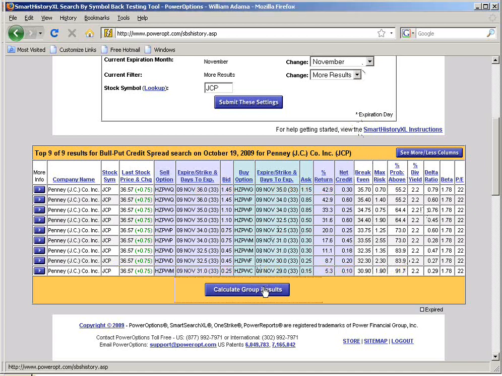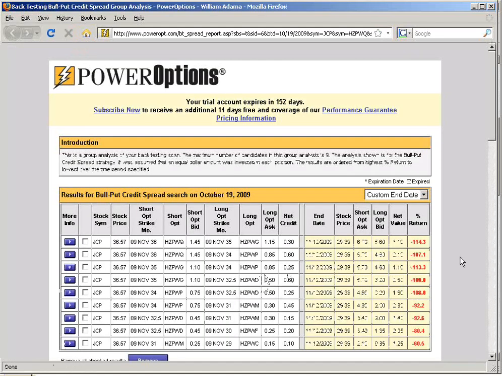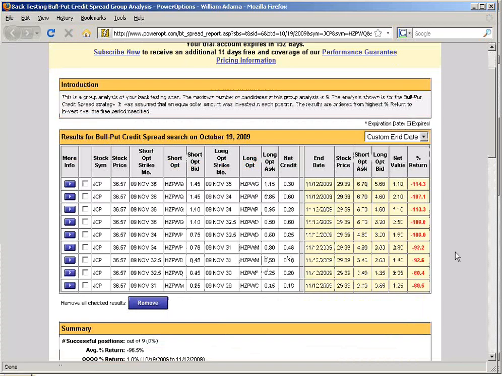Let's go ahead and calculate group results, and of course this should show us what we expect to see from what we saw in the decline at JCPenney, that none of those spreads should have given a profit. I don't think any of these spreads are going to be profitable right now. Maybe that 31.29, but I doubt it. Let's take a look. There we go. Whew. Significant losses, huh?